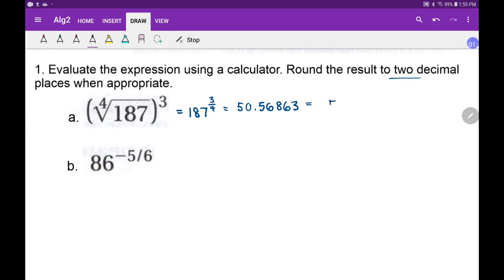Okay, so I'll say 50.5. The 8 tells the 6 to go up to 7, and there's my result. Okay.